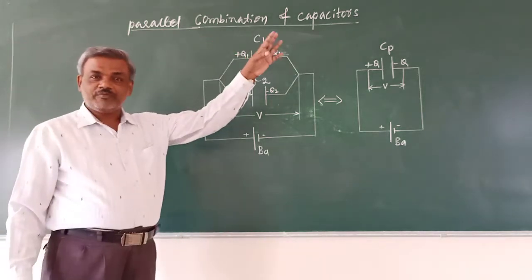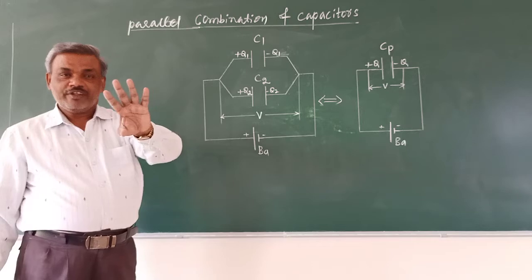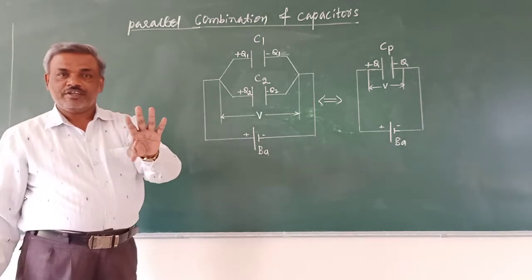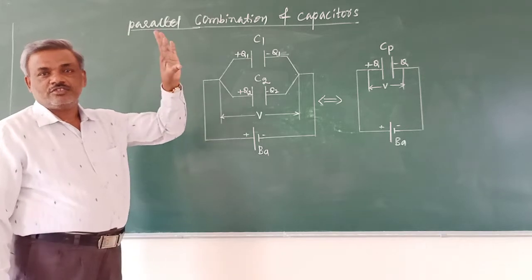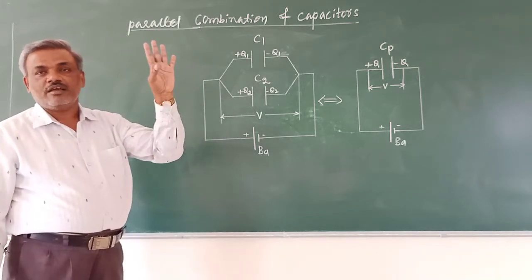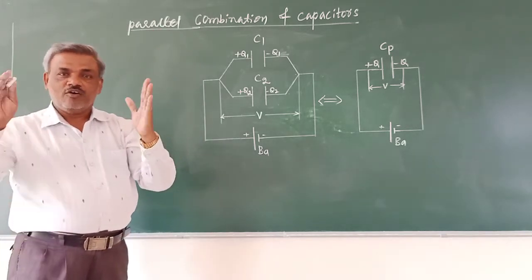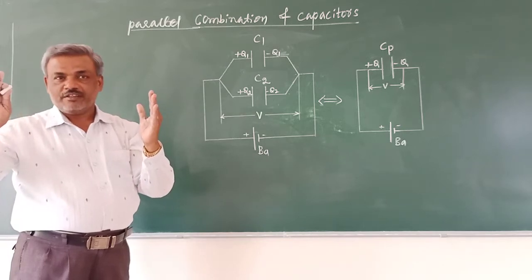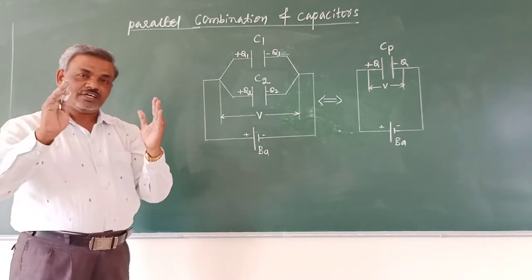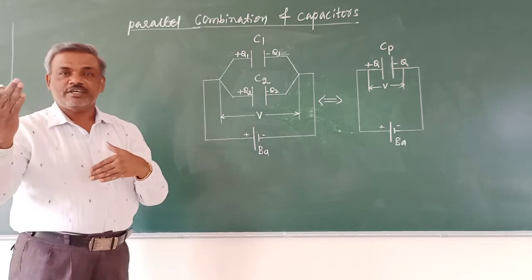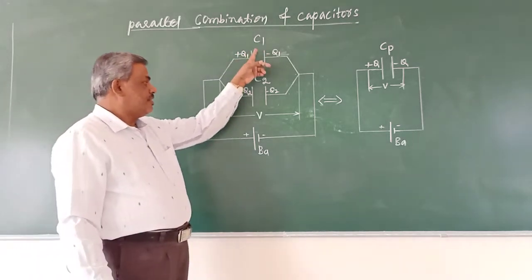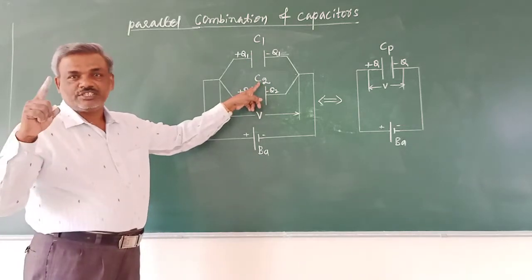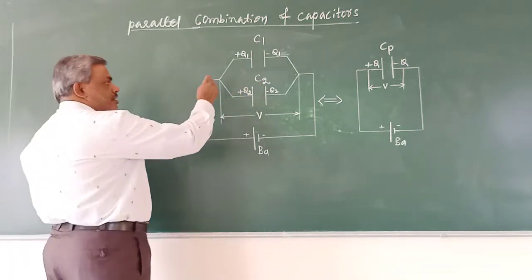Parallel combination of capacitors. Derive an expression for effective or equivalent capacitance of two capacitors connected in parallel. This is also a 3 marks question. Parallel combination of capacitors. How are two capacitors connected in parallel? When two capacitors are connected in parallel, they have two common terminals or two common points. Now here C1 and C2 are two capacitors connected in parallel.